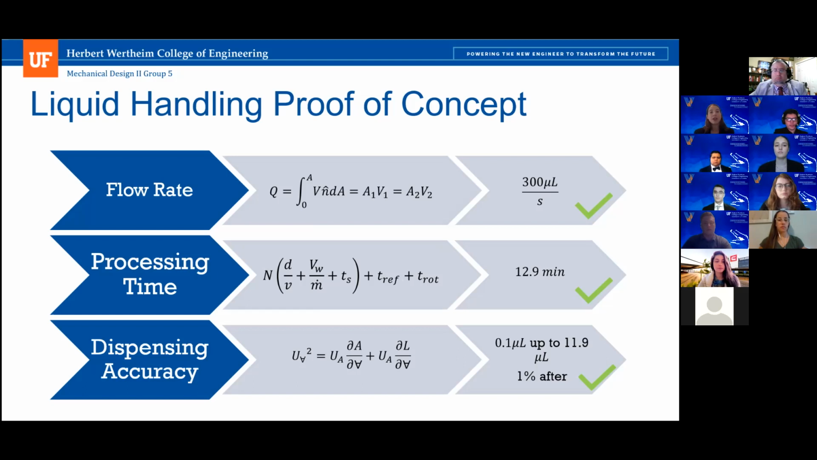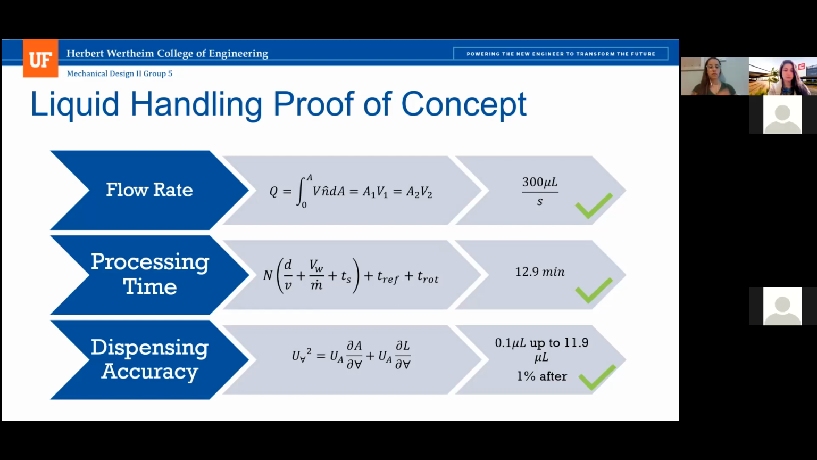Secondly, we were able to meet the processing time of 15 minutes by finding the amount of time it would take to dispense liquid as well as do OD and FI measurements. We did it on a 384 well plate, which is 12.9 minutes, which has the most wells in order to give the most conservative number. Lastly, our dispensing accuracy. We were able to meet the tolerance of 0.1 microliters for up to 11.9 microliters of volume. Beyond the 11.9 microliters of volume, we were able to meet a 1% tolerance.